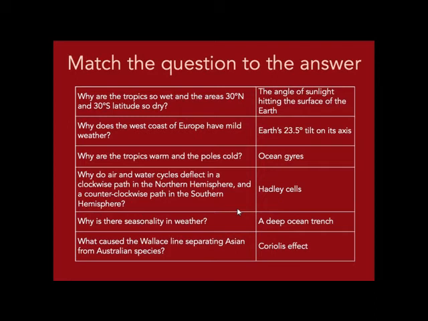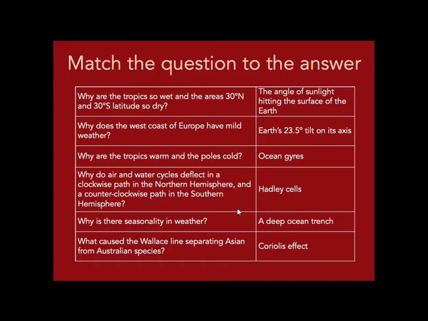Okay. All right, Kat. So why do air and water deflect in a clockwise path in the northern hemisphere and a counterclockwise path in the southern hemisphere? Did you say counterclockwise? Because that would be really wrong. No, I said counterclockwise. Okay, fine. That's the Coriolis effect. That's why people say if you flush the toilet in the southern hemisphere, the water will go around the other way. I don't think that's actually true. The toilet's really small. It's probably more based on the particulars of how the toilet's built and if it's on an angle. Anyway, why is there seasonality in weather?